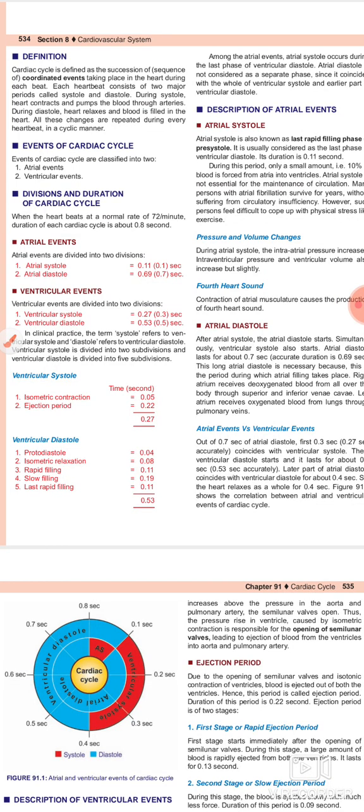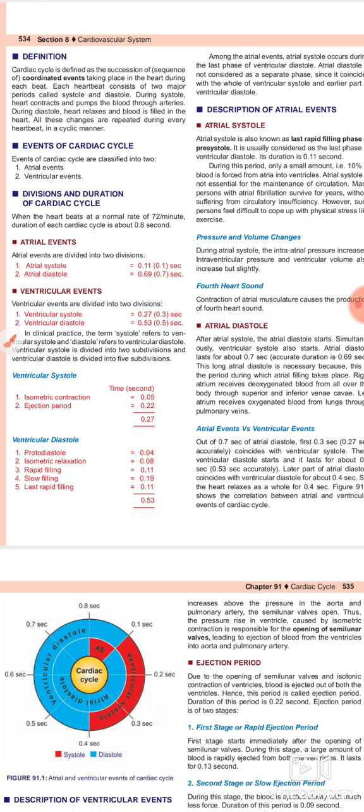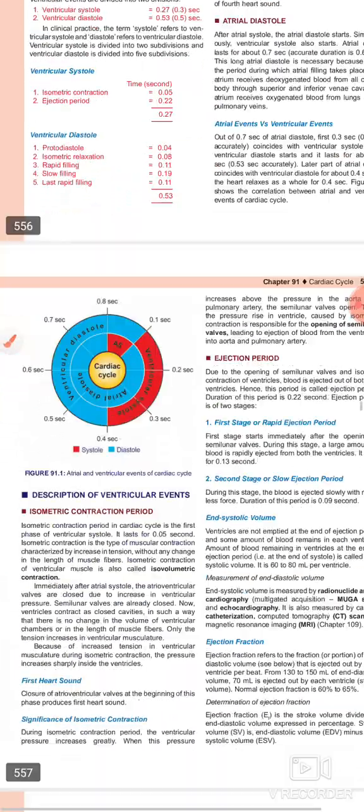Everyone. In today's video we are going to discuss the cardiac cycle. In the previous video we discussed the atrial events: atrial systole and atrial diastole. Now we are going to start our ventricular events, and discuss what ventricular systole and ventricular diastole are. So let's start the video.